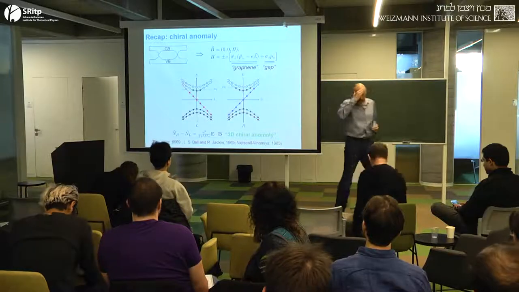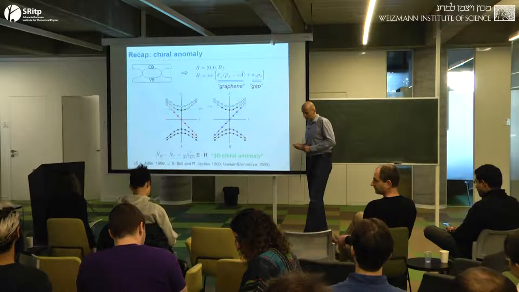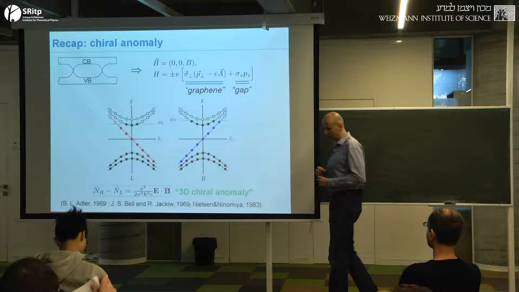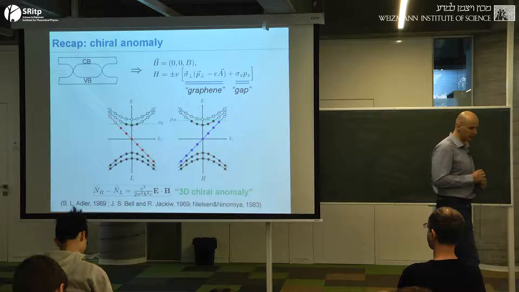Let me briefly recap what we accomplished last time. So last time we argued that these new quantum materials of interest, Weyl semimetals, have certain properties that are related to the existence of Berry curvature monopoles in their band structures. This is basically what gives them the name of gapless topological phases.